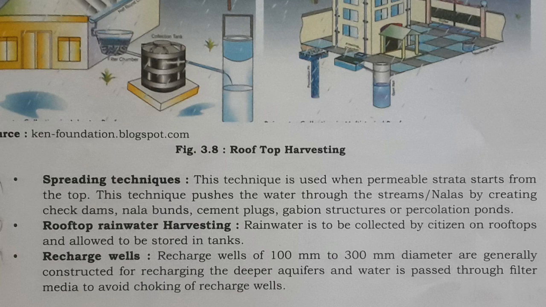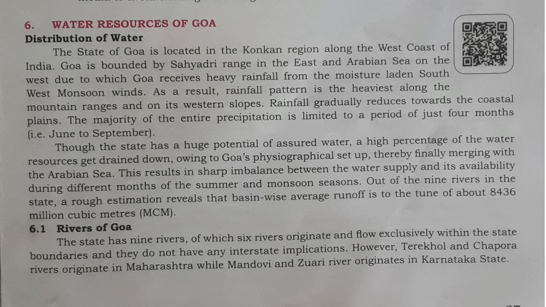Water resources of Goa. Distribution of water. The state of Goa is located in the Konkan region along the western coast of India. Goa is bounded by the Sahyadri Range in the east and the Arabian Sea on the west, due to which Goa receives heavy rainfall from the monsoon, the moisture-laden southwest monsoon winds.